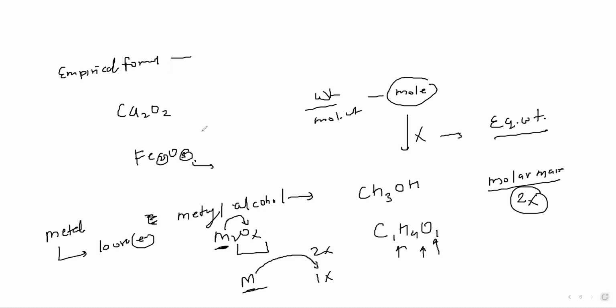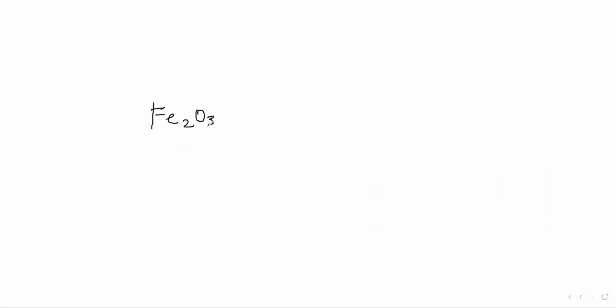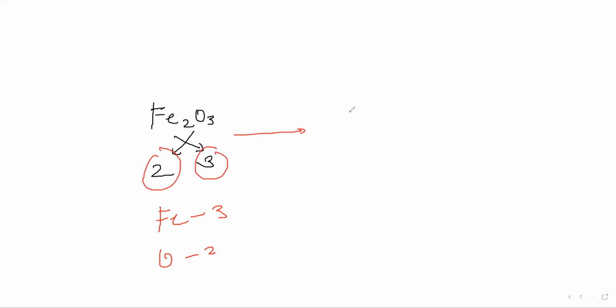See here again, Fe2O3. I'm writing this 2 and this is 3. Now, do you know what this is? What have I done here right now? This is a concept of 9th or 10th standard. Fe is 3, oxygen is 2. So what are these variables? Oxidation state, isn't it? Yes, so for that purpose, we need an oxidation state. Equivalent weight is your molar mass or molar weight upon your oxidation state or oxidation number.